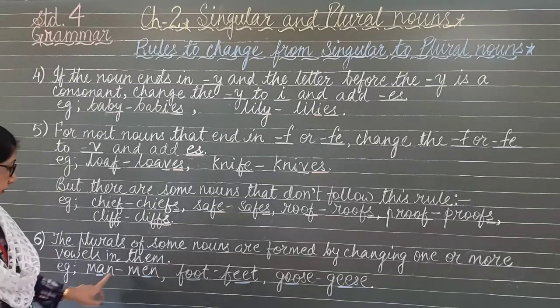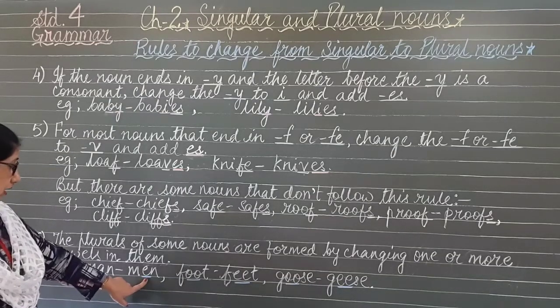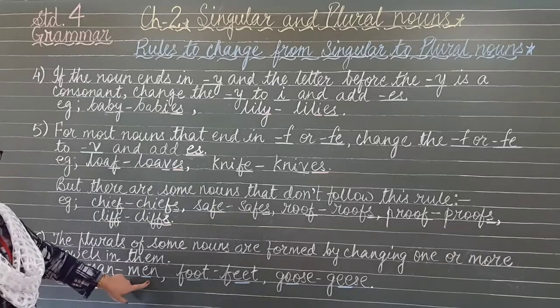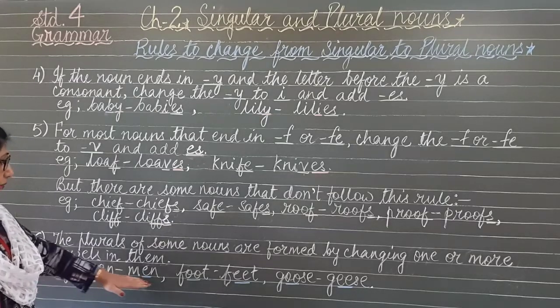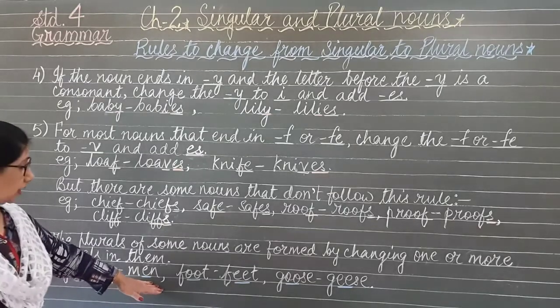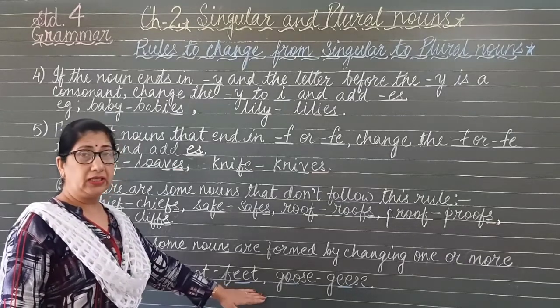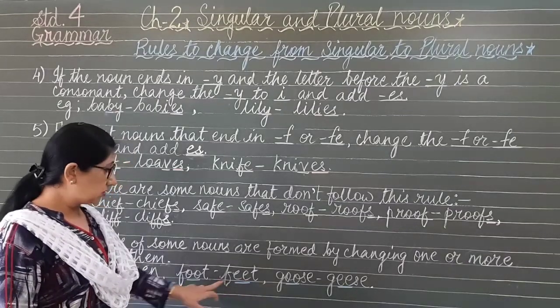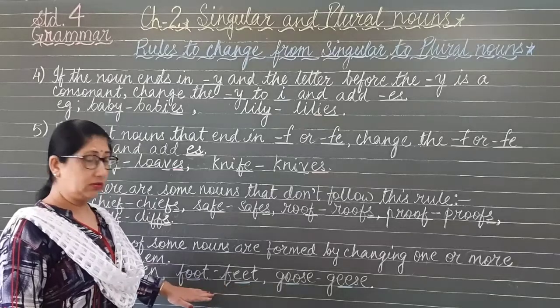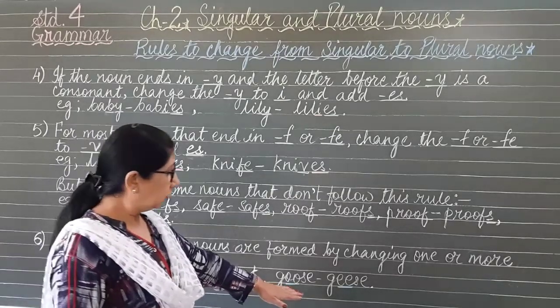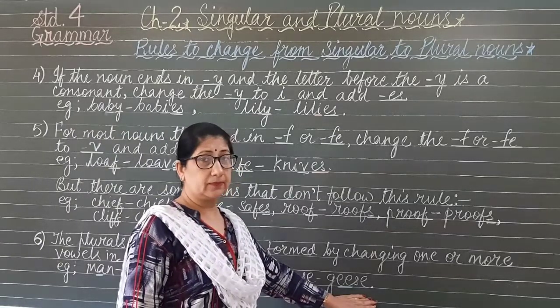Here the vowel is converted from A to E. So man becomes men. Singular is man, plural is men. Then foot, feet. Double O is changed to double E. Foot, feet. Similarly, goose, geese.